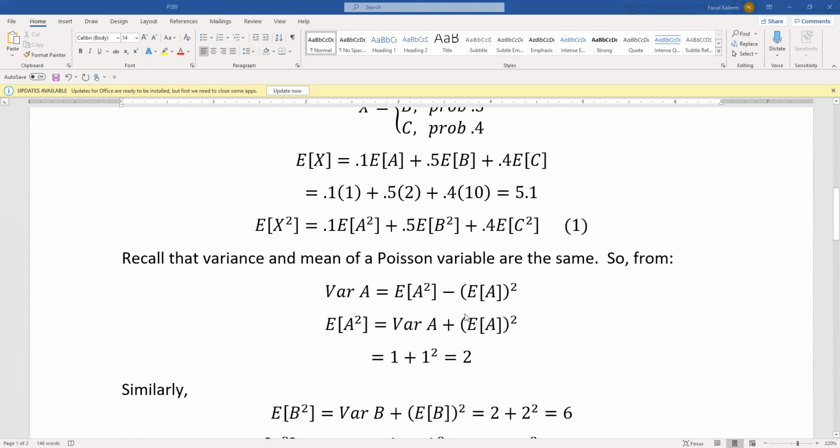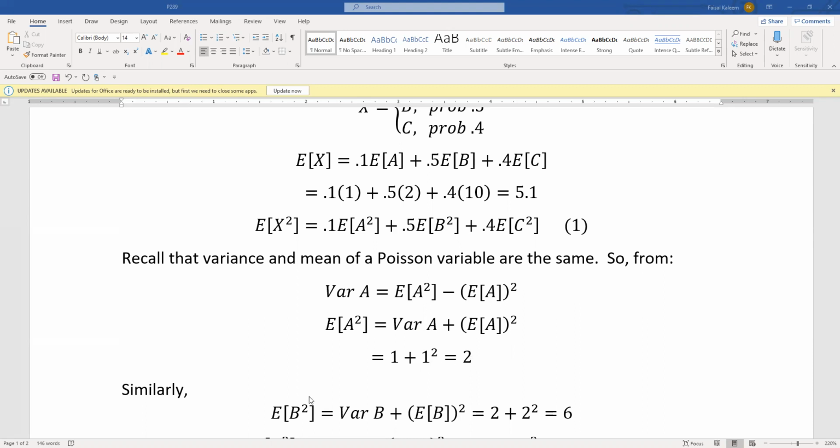And if we do the algebra here, E of A squared is what we are after. So that will be equal to variance of A, and we move this one on the left side, and that becomes a plus. So E of A squared will be variance of A plus E of A whole square. Now we know that variance of A is the same as E of A, Poisson. So for the A, mean is 1, variance is 1. So 1 plus 1 squared is 2.